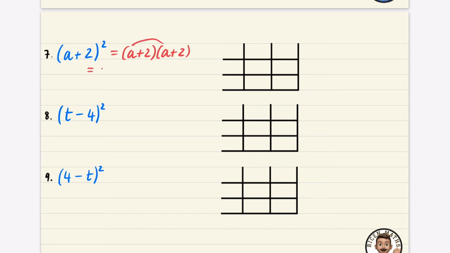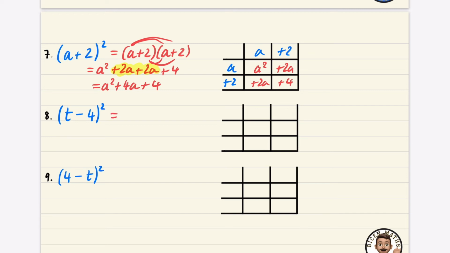So we get the a times a, which is a squared, the a times 2, which is 2a, the 2 times a, which is 2a, and the 2 times 2, which is 4. These ones can simplify to a 4a, so we get a squared plus 4a plus 4. Again, if you did it in the grid, you have a plus 2, a plus 2. That's a squared plus 2a plus 2a plus 4, same thing.